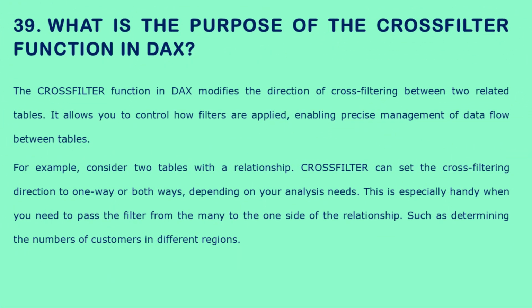What is the purpose of the cross-filter function in DAX? The cross-filter function in DAX modifies the direction of cross-filtering between two related tables. It allows you to control how filters are applied, enabling precise management of data flow between tables. For example, consider two tables with a relationship. Cross-filter can set the cross-filtering direction to one way or both ways, depending on your analysis needs. This is especially handy when you need to pass the filter from the many to the one side of the relationship, such as determining the numbers of customers in different regions.